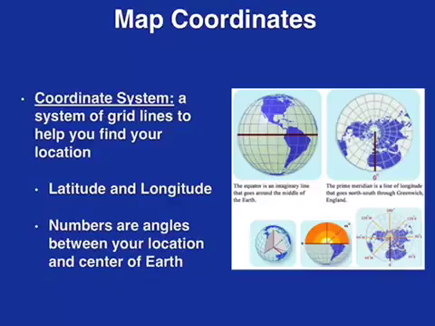Maps get divided off into coordinates, kind of like how in math we have our first, second, third, and fourth quadrants. Maps kind of get divided off the same way. They have a coordinate system, which is a line of grids to help you find your location. We call this latitude and longitude. And the numbers that we talk about with latitude and longitude are actually angles between your location and the center of Earth.